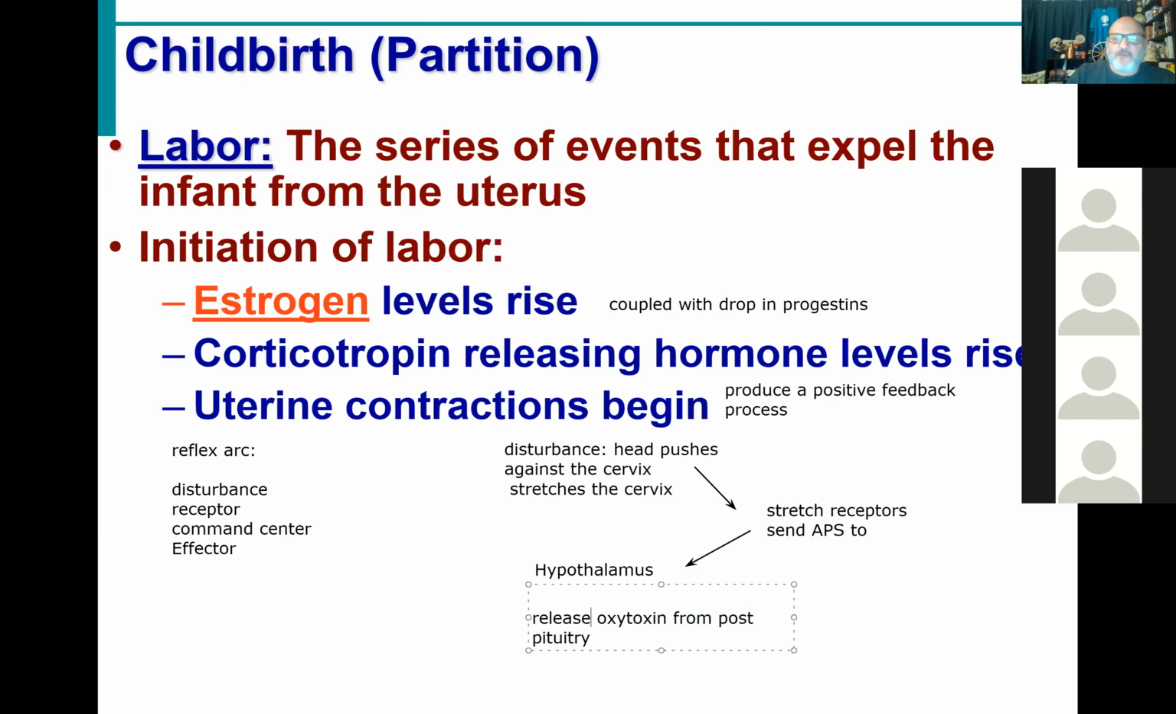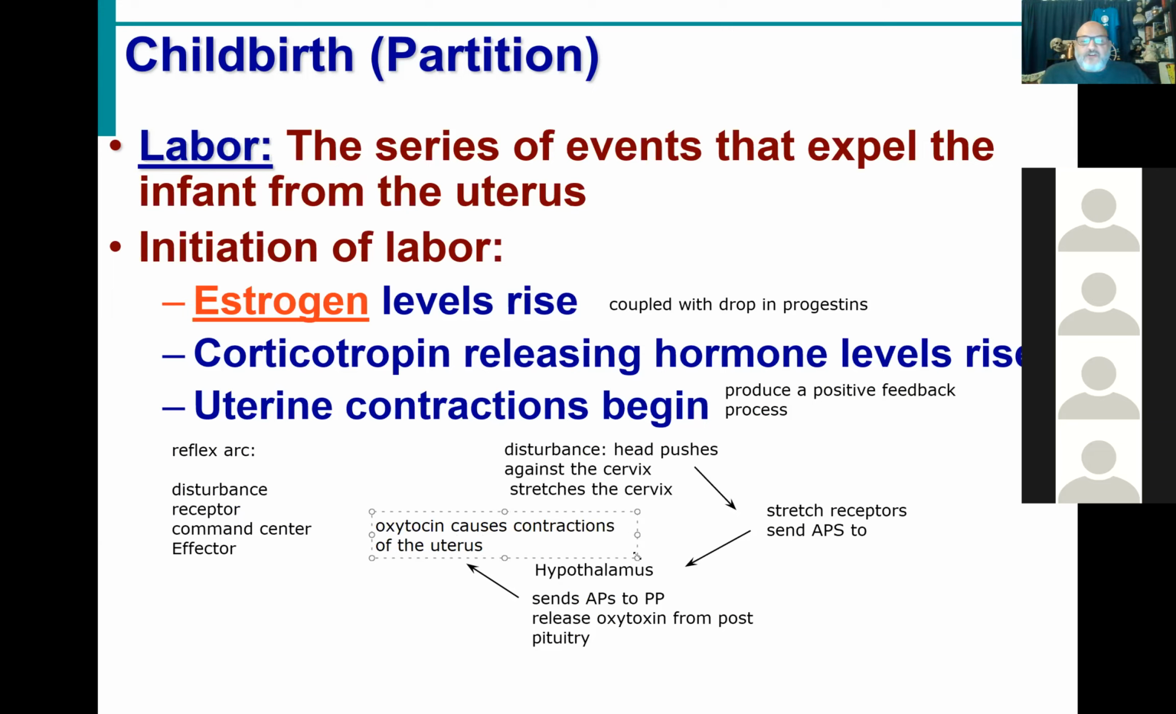So how does the hypothalamus control the posterior pituitary? Neurally. So our hypothalamus sends action potentials to the posterior pituitary, and our posterior pituitary releases oxytocin. What does that oxytocin do? Contractions of the uterus. It causes a contraction of the uterus.